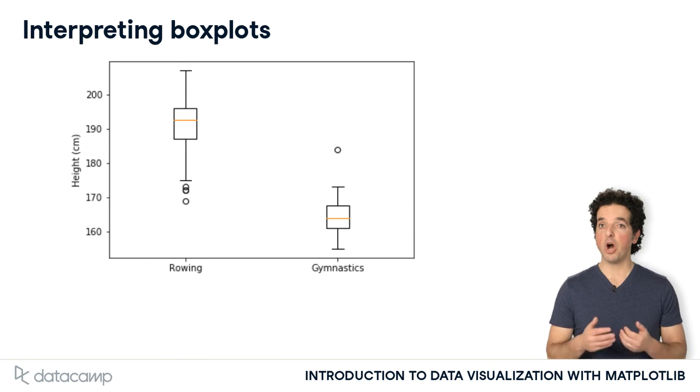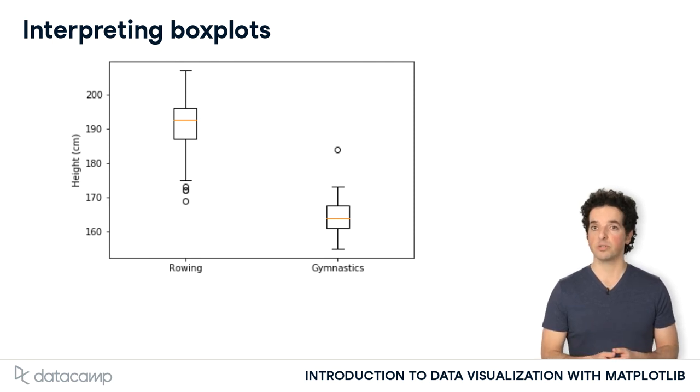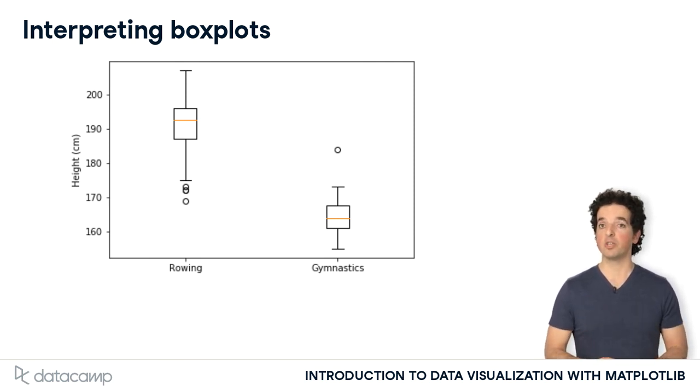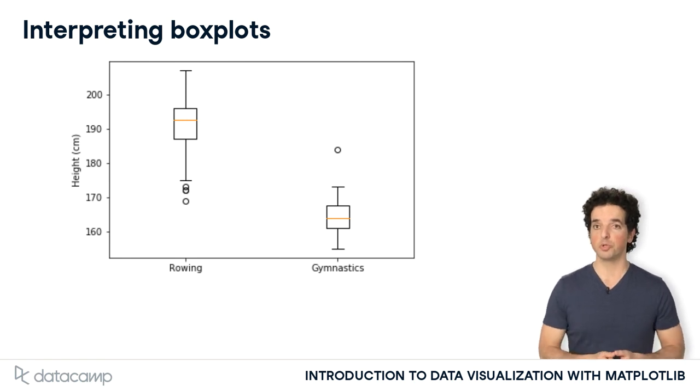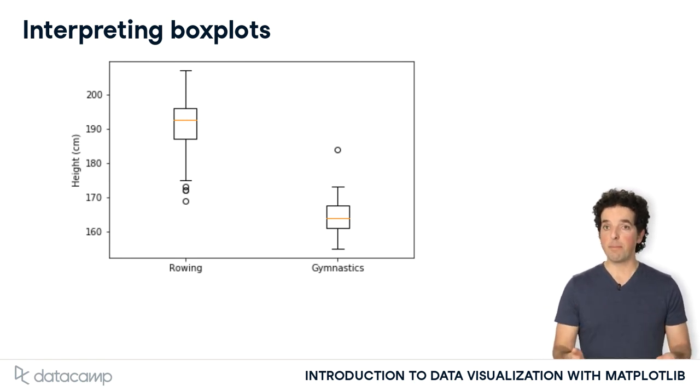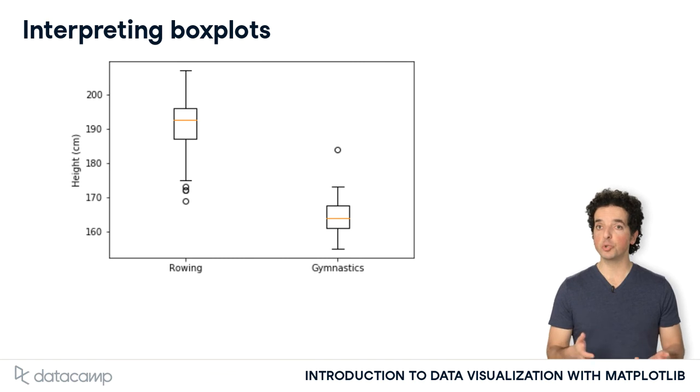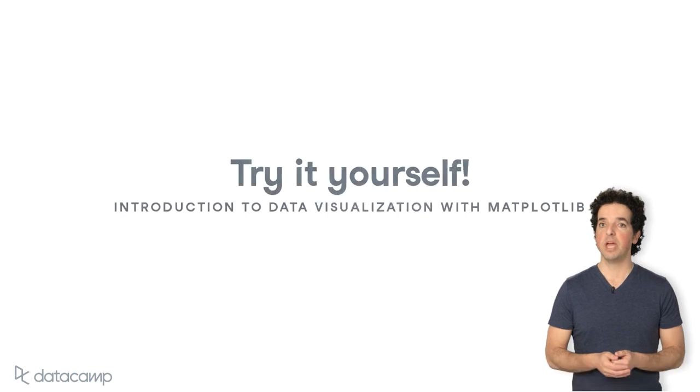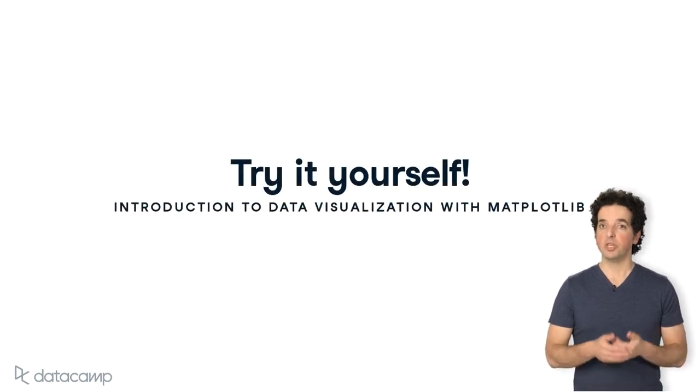Points that appear beyond the whiskers are outliers. That means that they have values larger or smaller than what you would expect for 99% of the data in a Gaussian or normal distribution. For example, there are 3 unusually short rowers in this sample, and 1 unusually tall gymnast. In the exercises, you will make your own statistical visualizations.